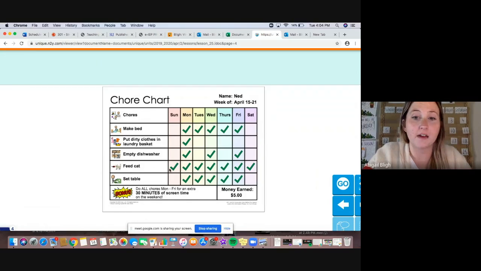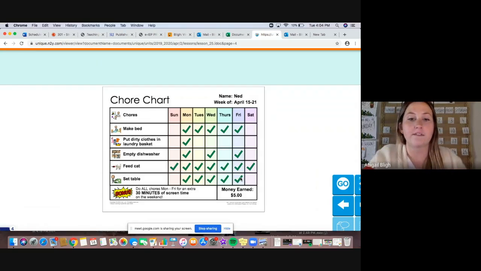And then feed the cat. I see right here there's a check mark on every single day. So that means he fed the cat every single day that week. The last one, setting the table. So he didn't do it on Sunday. There's a blank space. There's check marks Monday through Friday here. And then Saturday, there's another blank space. So that tells me he only did it Monday through Friday.